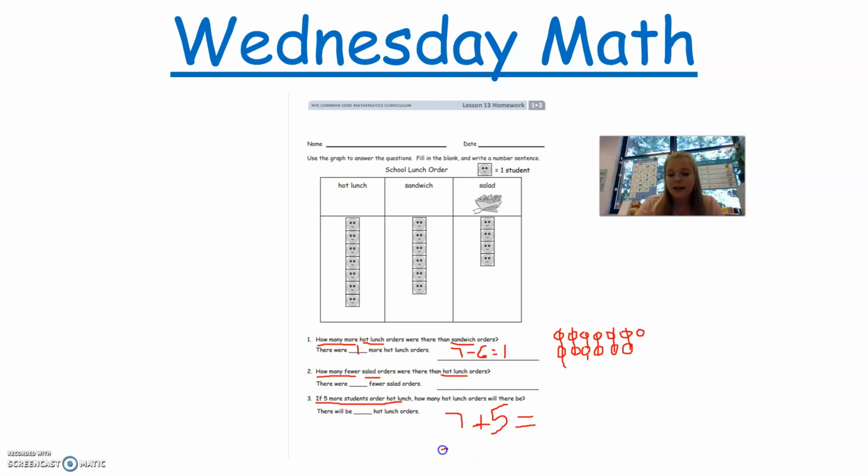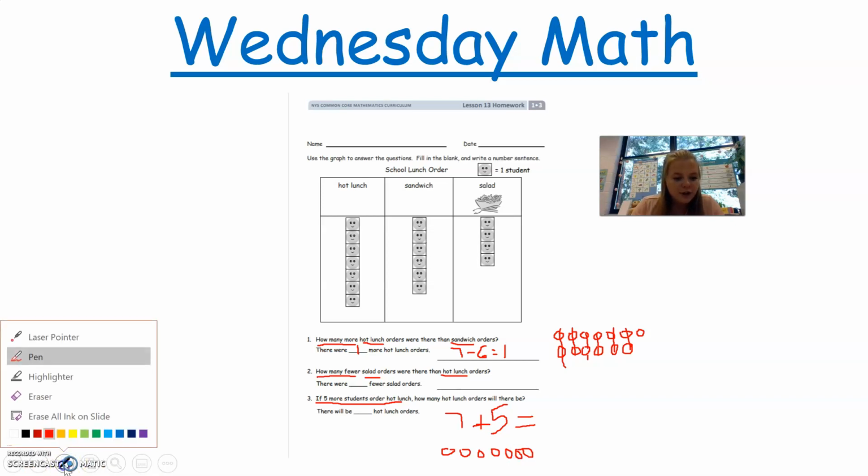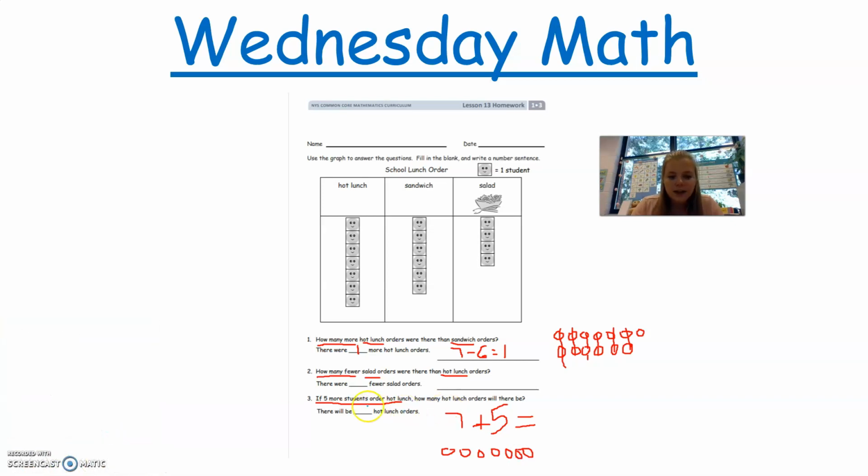Draw your 7 people that already voted for hot lunch. And how many are we going to add? Let's change our color so we know. We're going to add 5 more, right? So let's add 5 more. Can you count all these up and write the answer for me? Great. All right, let's go on, okay?